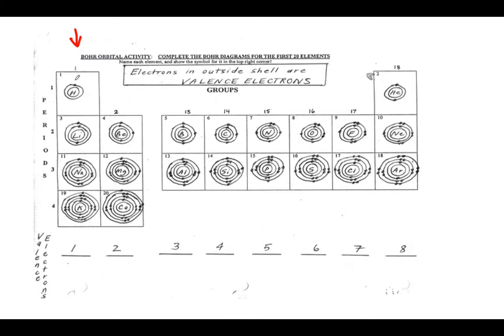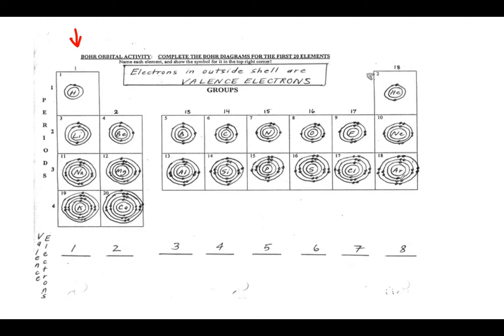So in group 1, they all have 1 valence electron. In group 2, they all have 2 valence electrons. In group 13, they have 3 valence electrons. Group 14 has 4 valence electrons. 15 has 5. 16 has 6. Group 17 has 7 valence electrons. And group 18 has 8 valence electrons, with the exception of helium.